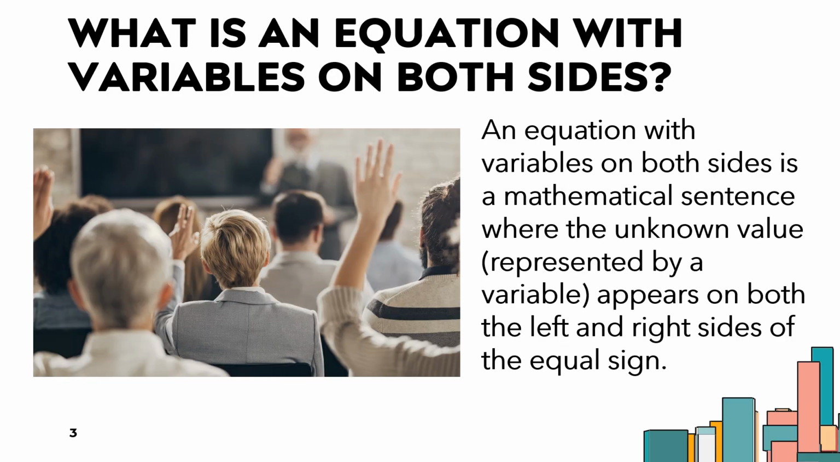An equation with variables on both sides is a mathematical sentence where the unknown value, which is represented by a variable, appears on both the left and right sides of the equal sign.